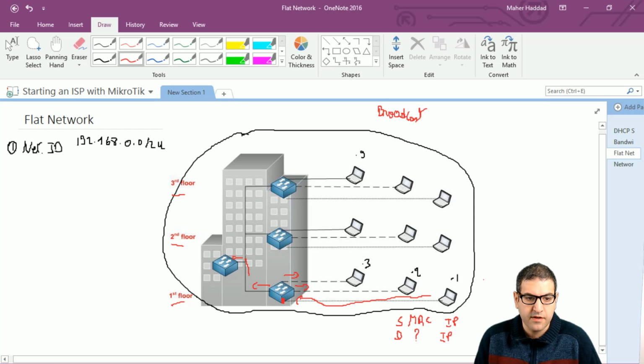It will send to here and to this switch. The switch sends it here, here, here. And also it will go to this switch, and this switch sends it here, to here, to here. So you can see that because we are in a flat network, the broadcast is sent to all computers and all our network, and this is causing problems to our network. So this is what we call, in the flat network, we have one broadcast domain. Okay, one broadcast domain.